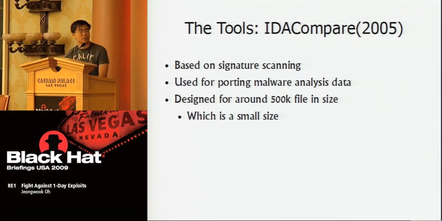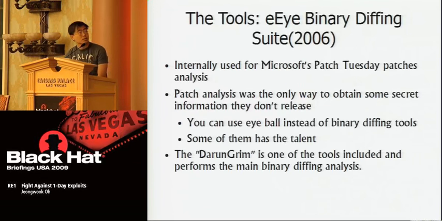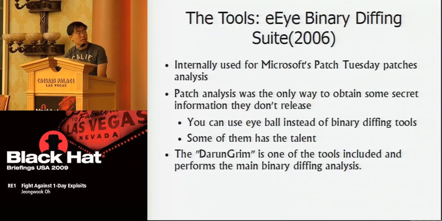So this is not suitable for dipping Microsoft patches. So in 2006, EI binary diffing suite was made especially for Microsoft patches, because we are a Windows security company. So we were looking into all the Microsoft patches.